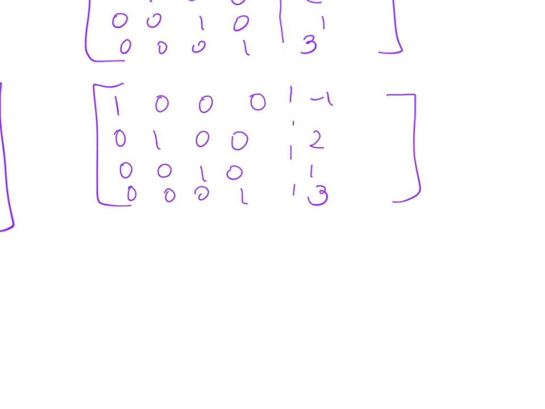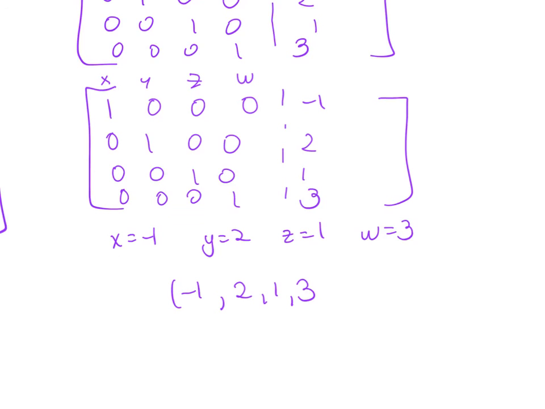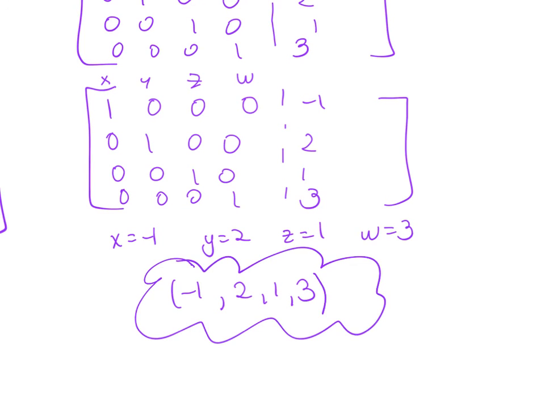Okay. And so what this means is that now this is X, Y, Z, and W. And so what we get is X equals negative 1, Y equals 2, Z equals 1, and W equals 3. And then of course you write it as a coordinate, negative 1, 2, 1, and 3. And this is all done.